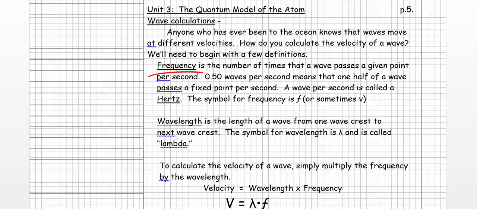So if we have 0.5 or half a wave per second, that's half a wave per second passing a fixed point every second. A wave per second is called hertz. So the unit for frequency is the hertz. The symbol for frequency is cursive F, or sometimes cursive V, all right? So we can write it like this, frequency like that, or we can write it like this, cursive V, just like that.